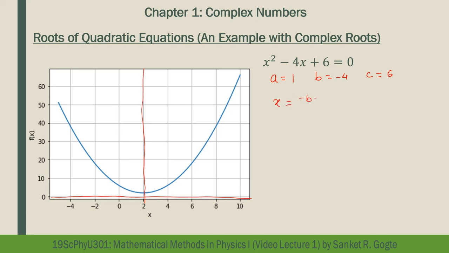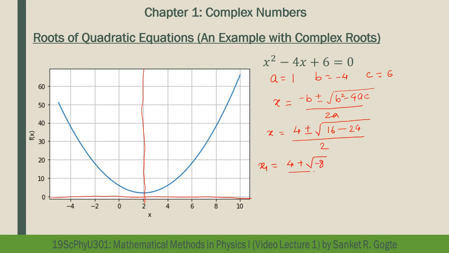x is equal to, remember the formula, x is equal to minus b plus or minus square root of b square minus 4ac, divided by 2a. So this is going to be x is equal to 4 plus or minus square root of b square, which is 16, minus 24, divided by 2. So the first root x1 is equal to 4 plus square root of minus 8 divided by 2, and x2 is going to be 4 minus square root of minus 8 divided by 2. Now we know that we can write square root of minus 1 as i, and therefore x1 can be written as 4 plus square root of 8 into square root of minus 1 divided by 2, and x2 is 4 minus square root of 8 into square root of minus 1 divided by 2.